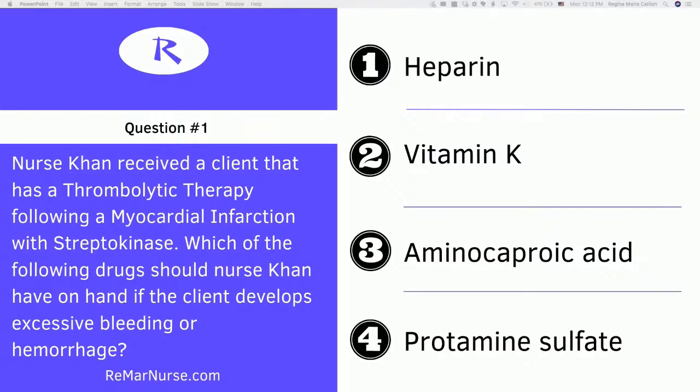I love this question. It is such a good one. I see a lot of twos and fours on the screen. But which one will you choose? Are you prepared to have this question on your NCLEX exam? I want to know.